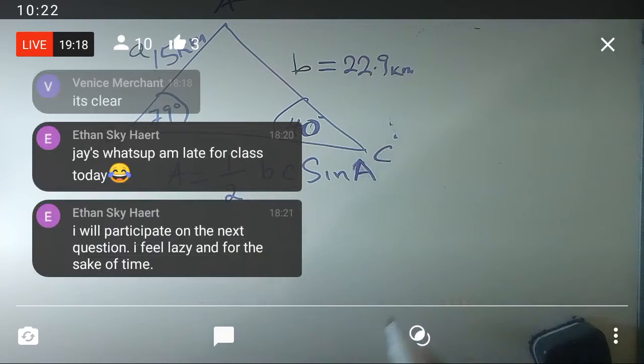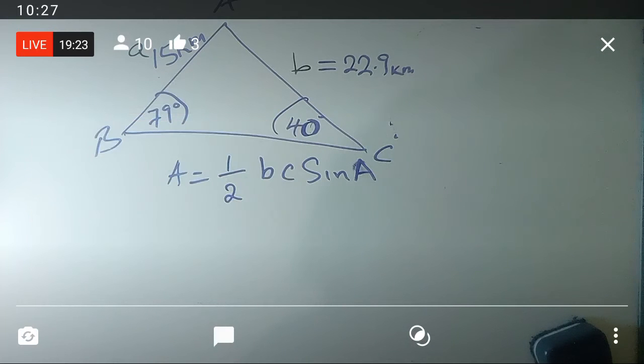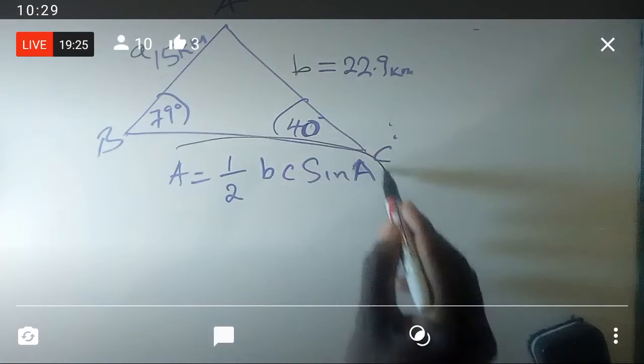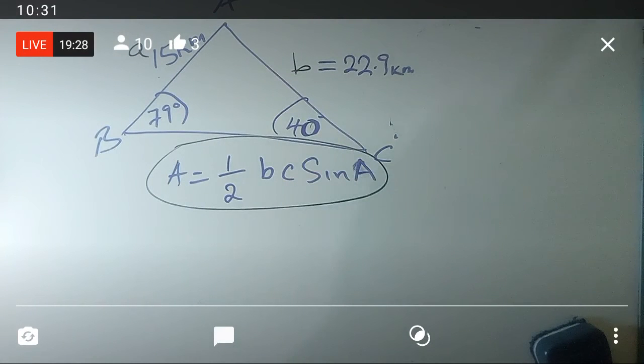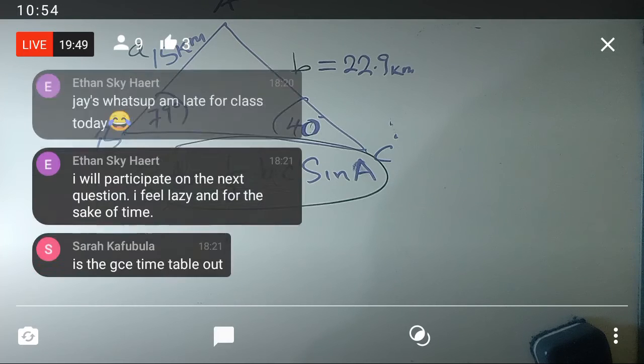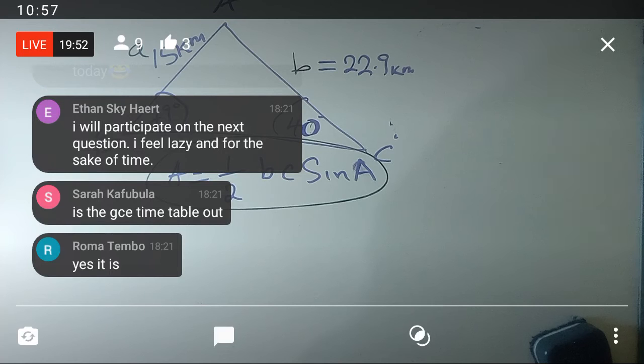So when you want to find area, you use the formula, which looks like this. Can you just confirm my formula? How is this formula? The formula I've just written for the area of a non-right angle triangle. Can somebody confirm if it's okay? You say yes, it's okay. If it's wrong, you tell me where it's wrong. Is this formula okay? Okay, yes. Roma, thank you.